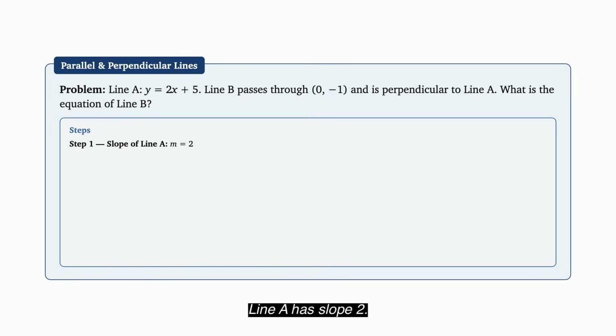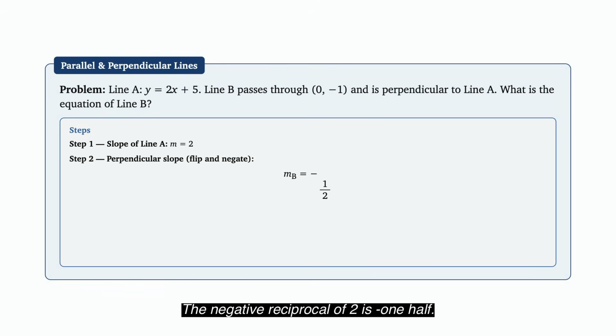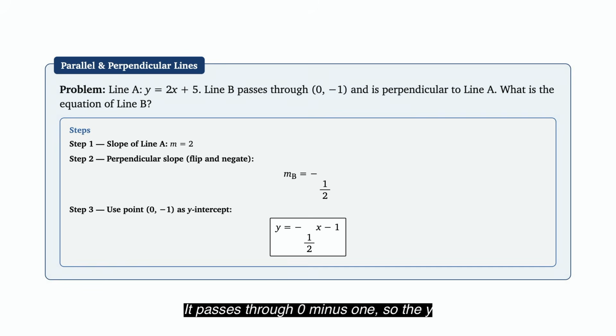Line A has slope 2. The negative reciprocal of 2 is -1/2. That's line B's slope. It passes through (0, -1), so the y-intercept is -1. Equation, y equals -1/2 x minus 1.